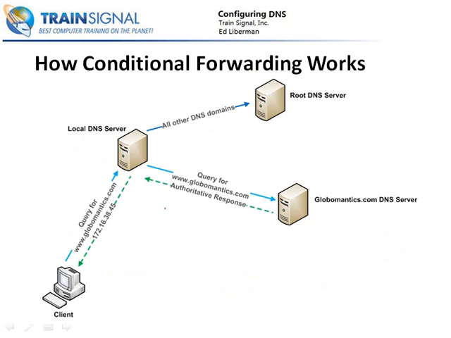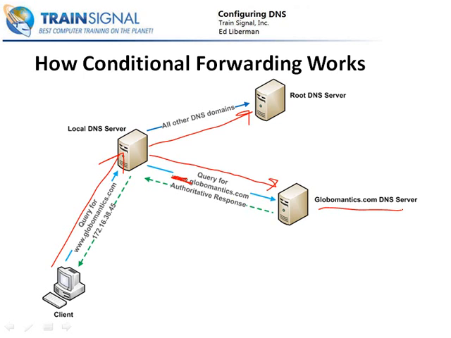Now, with conditional forwarding, we are set up pretty much for the client to ask a local DNS server. In this case, the local DNS server has two settings. First of all, it has all other DNS domains, and it has a conditional forwarder for any queries that are asked of it for the globalmantics. This really shouldn't say www here. Let me just cross that out. This should just say any queries for the globalmantics.com domain forward to this specific DNS server.